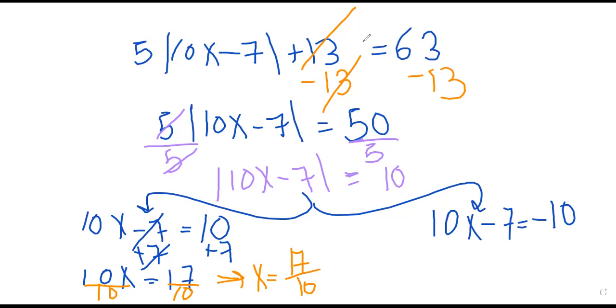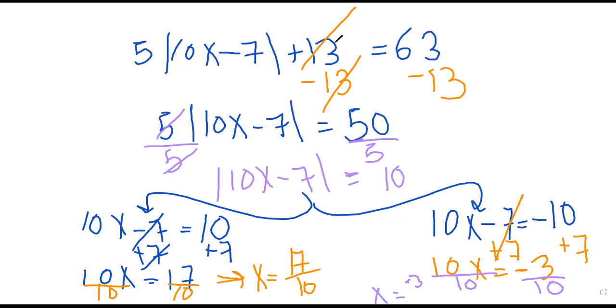And here I'll do the same. I will add 7 to both sides. So 10x is equal to minus 10 plus 7. This is minus 3. Finally, divide both sides by 10. So x is equal to minus 3 over 10. And again, don't forget to check your answers.